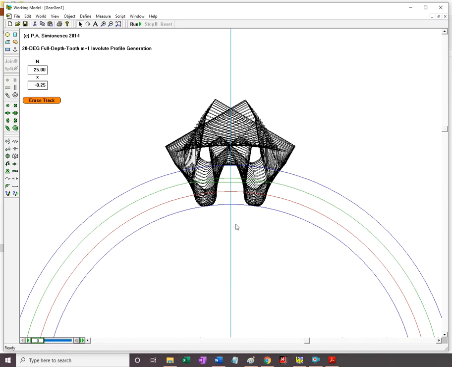So these are the zero shift gears. So overall there's zero shift. The sum of the gear shifts is zero overall, but not individual.